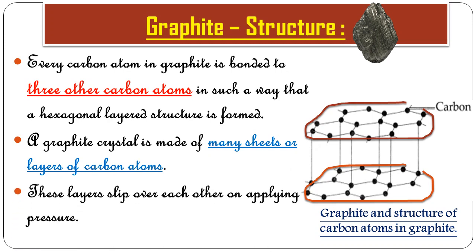These layers slip over each other on applying pressure, and one layer of graphite is called graphene. That means one sheet, which I have marked with brown color and red color. These are two different sheets, and one sheet of carbon atoms in graphite is called graphene. So this is how the graphite structure is formed.